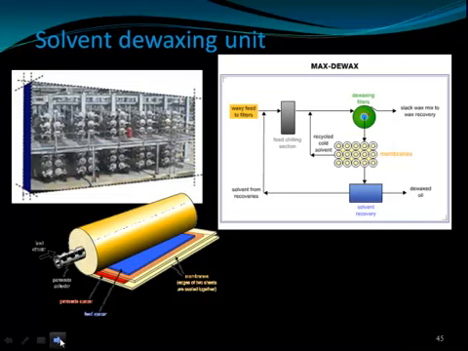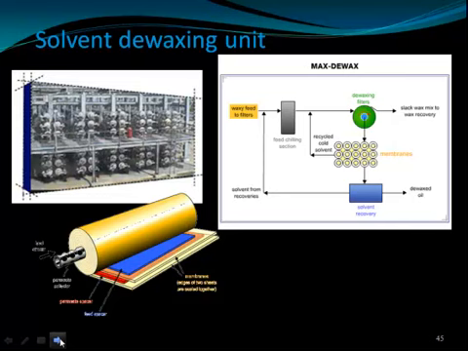So in the solvent dewaxing unit, we have the waxy feed going to the filters, then the feed chilling section. Chilling is required because the wax will then solidify and settle down. Then it is sent to the dewaxing filters. The dewaxing filters have different components, which we can see in the diagram. And slack wax mix goes to wax recovery.